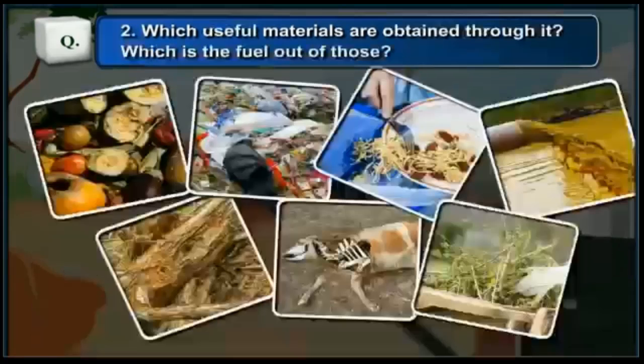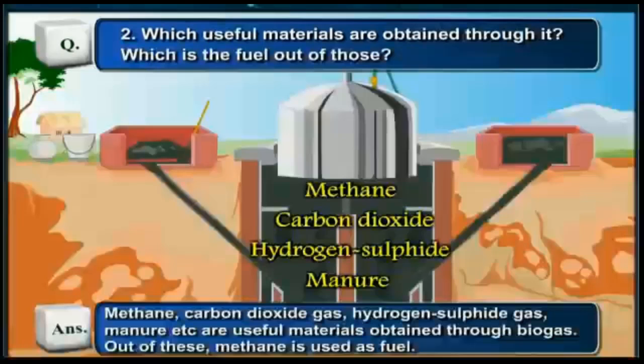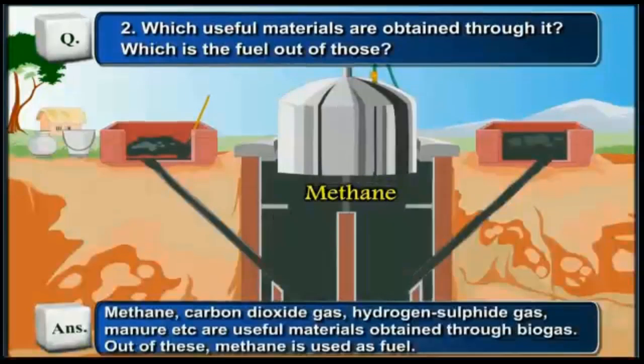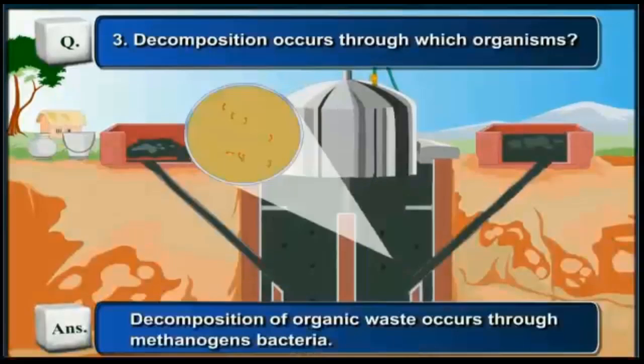Which useful materials are obtained through it, and which is the fuel which comes out of all this? The answer is methane, carbon dioxide, H2S, that is hydrogen sulfide, and manure. All this is obtained through biogas. Out of this, the fuel which is obtained is methane. Decomposition occurs through which organisms? Decomposition of organic waste occurs through the bacillus type of strain of bacteria. These are specifically methanogen bacteria.